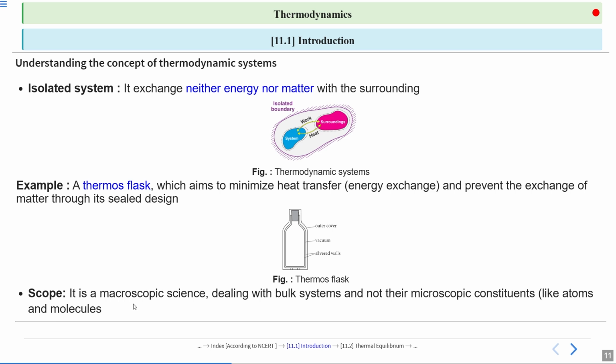So that is thermodynamics. It is a macroscopic science, dealing with bulk systems, not their microscopic constituents like atoms and molecules. In thermodynamics, there are three important things: open system, closed system, and isolated system. But in the whole chapter, we focus on the closed system.